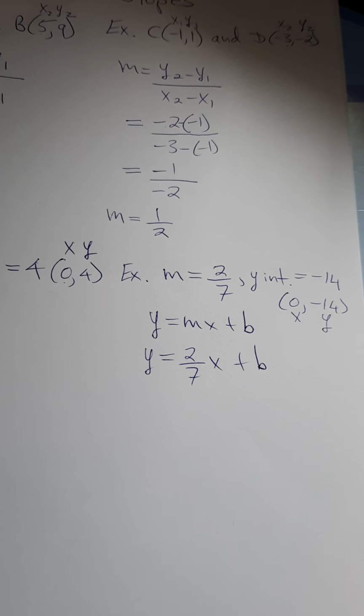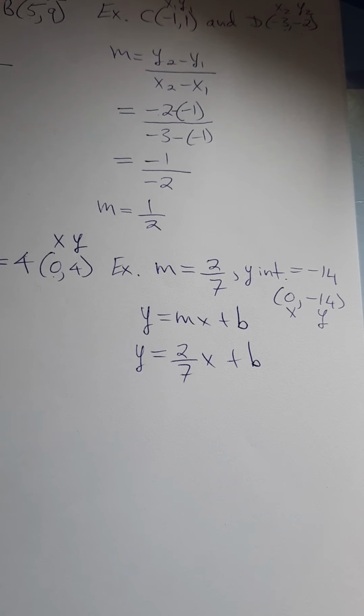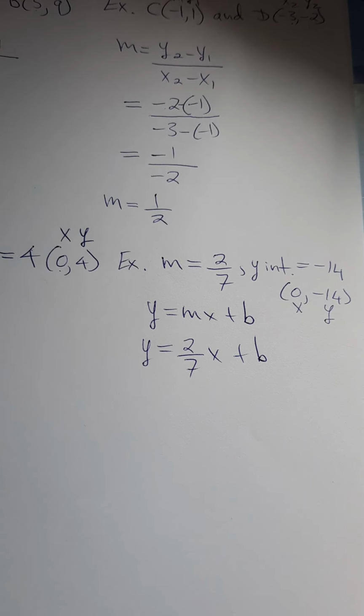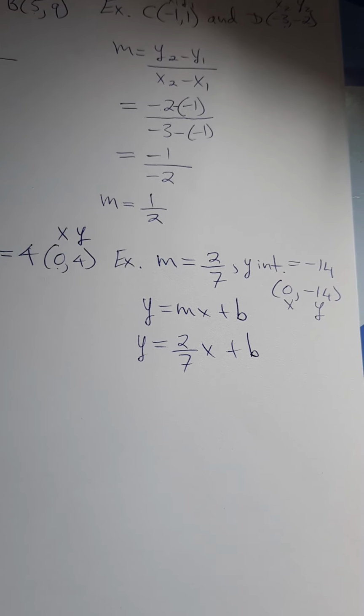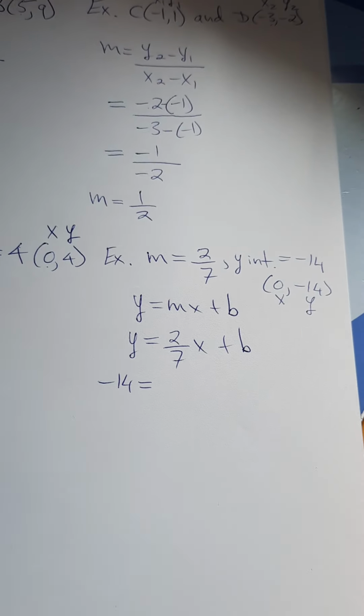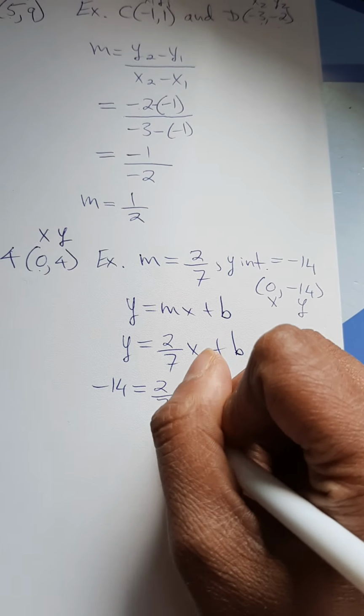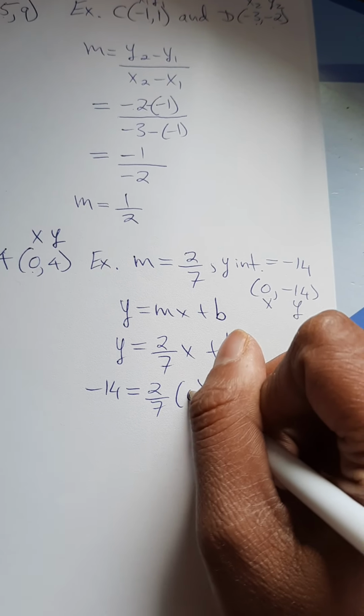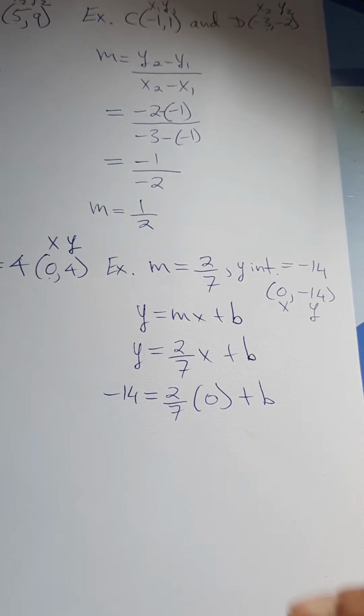I notice that the x value is 0 and the y value is going to be negative 14. So I want to take these values and substitute them into my equation here. We're going to do negative 14 equals 2 over 7 times 0 plus b.